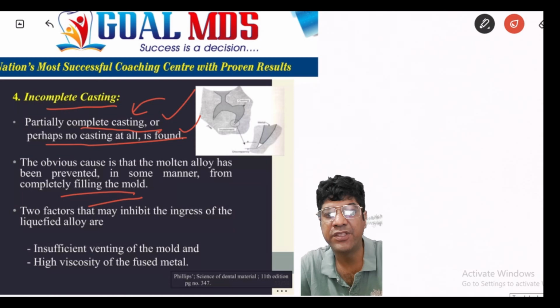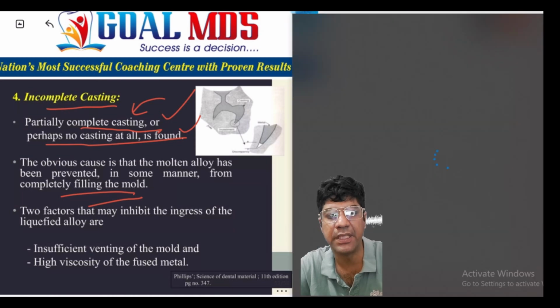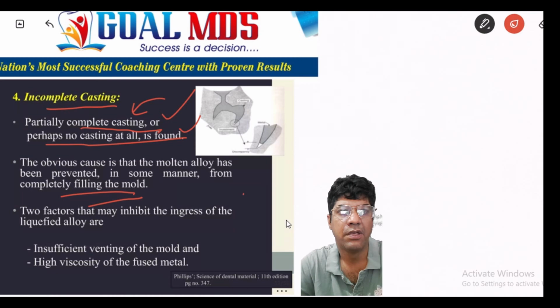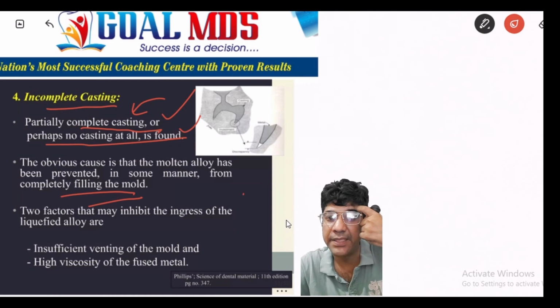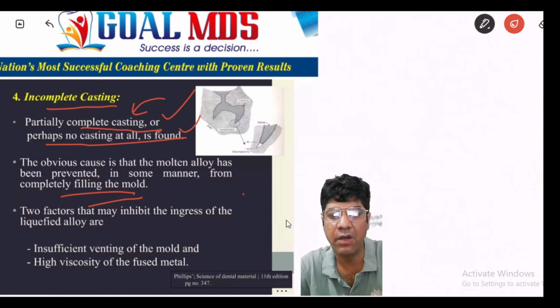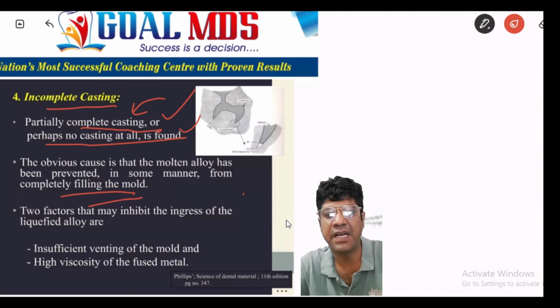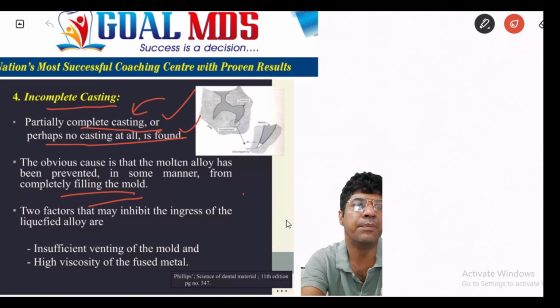So the choice of casting material and temperature can influence its viscosity. So metals with high melting point tend to have higher viscosity. So proper casting temperature control and selection of casting alloys with suitable viscosity for specific casting applications are important to prevent incomplete casting.